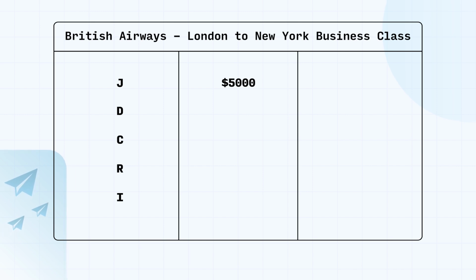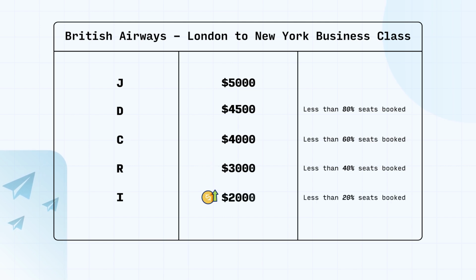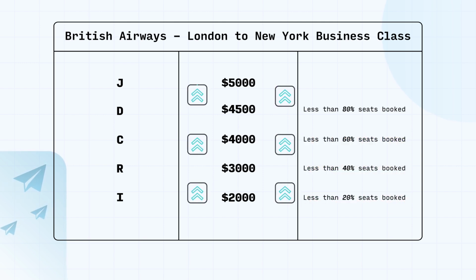So let's assume they decide that when less than 80% of the business class seats are booked, the fare is $4,500. When less than 60% of the seats are booked, the fare is $4,000. For less than 40% booked, the fare becomes $3,000, and for less than 20% booked, it's $2,000. Of course, these rules and fares are made up in this example, but you can see how the airline is trying to fill as many of the seats as possible while also increasing the prices to make more revenue.